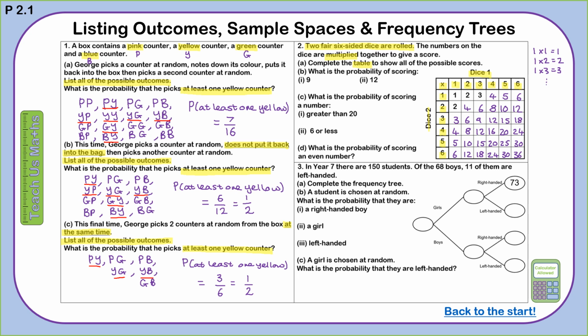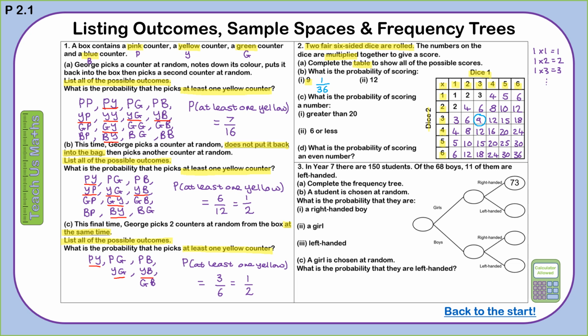Part B. What is the probability of scoring part 1, 9? So we look in the table and count how many times an outcome of 9 occurred. Well, there is just 1 9 here, and that is out of a possible 36 outcomes in total. So the probability of scoring a 9 is 1 out of 36.